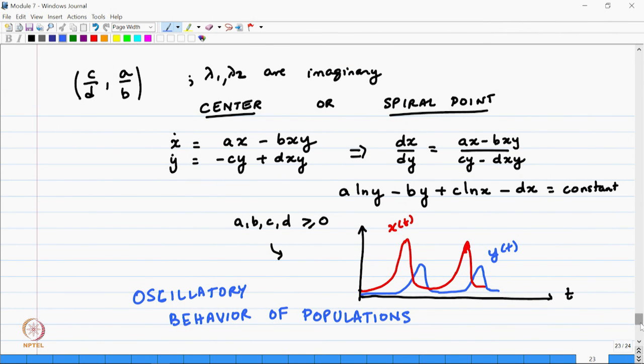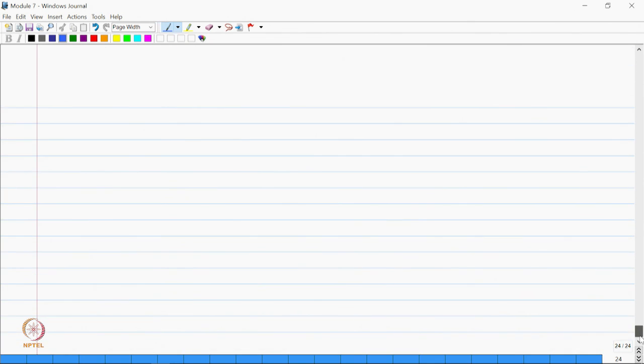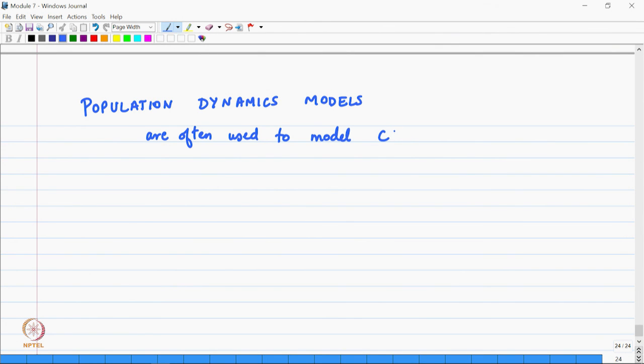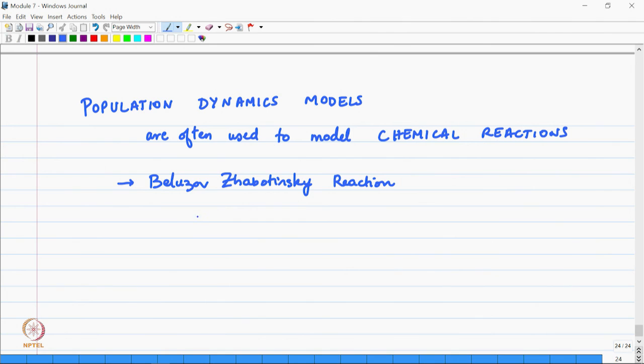I won't discuss that in detail, but let me emphasize one thing, that population dynamics models are often used to model chemical reactions. And in fact one of the most celebrated chemical reactions is called the Belousov-Zhabotinsky reaction, and this is a chemical reaction that shows chemical oscillations.